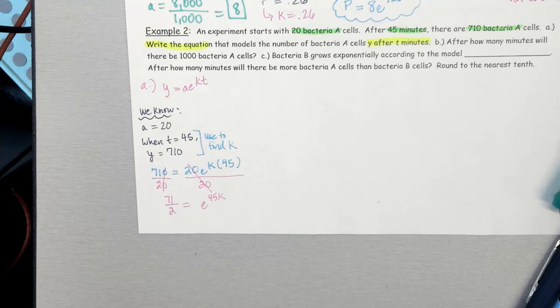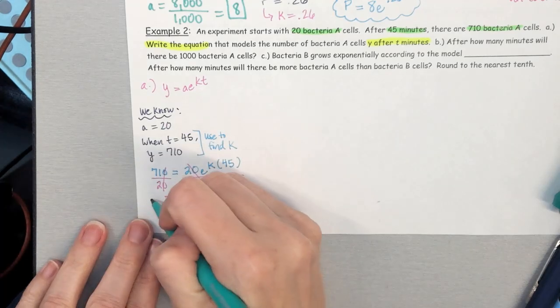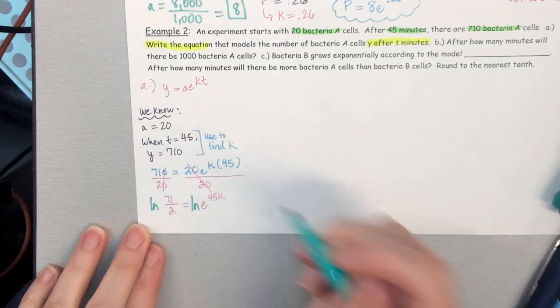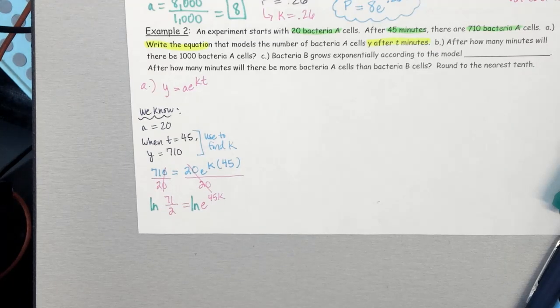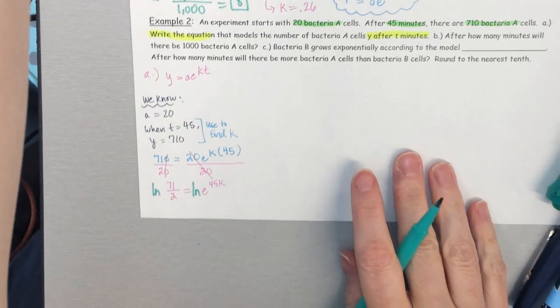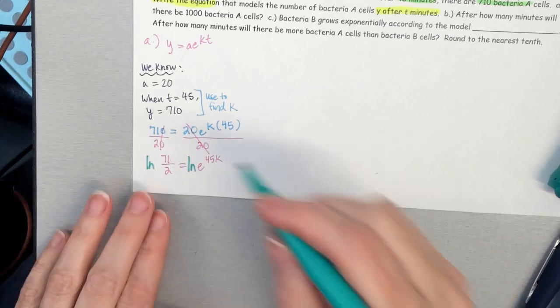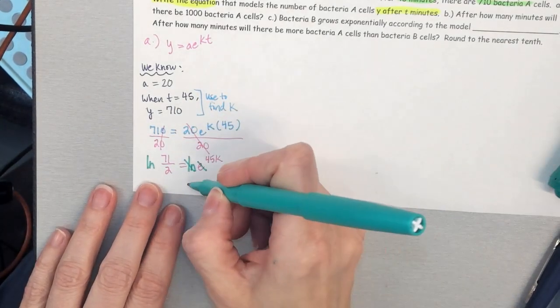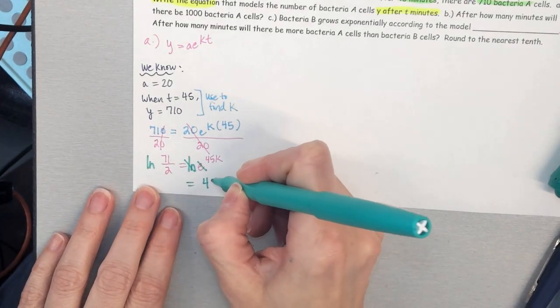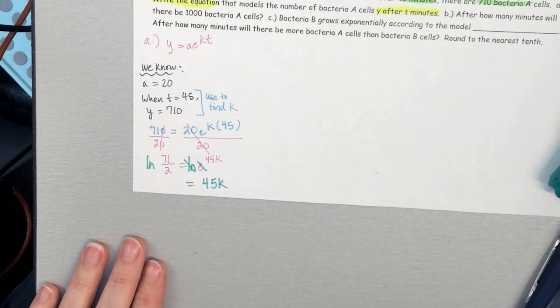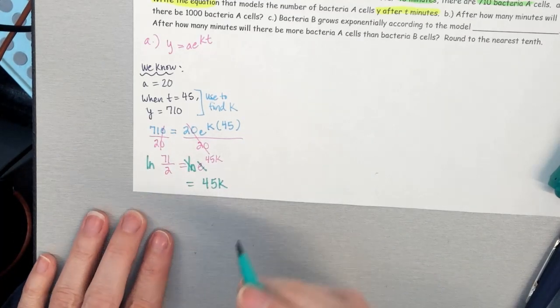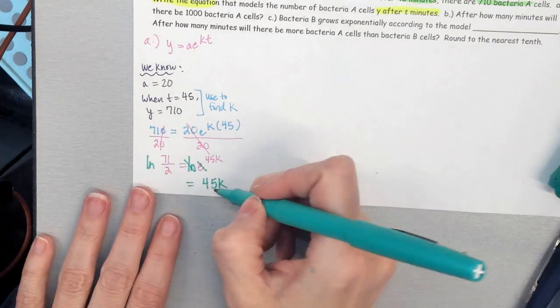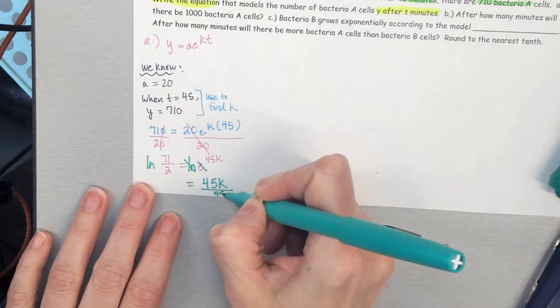And then once you get E by itself, that's when you can take the natural log of both sides. Okay, you do have to show that step that you're taking your natural log. And then from there, those will cancel. You'll get 45K. Okay, and then we're going to divide both sides by 45.